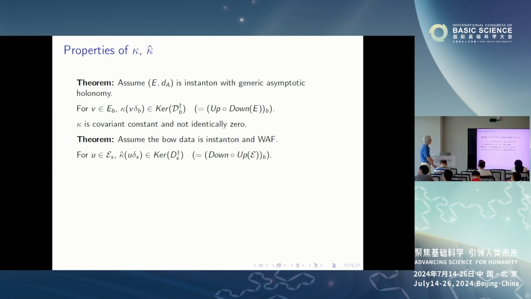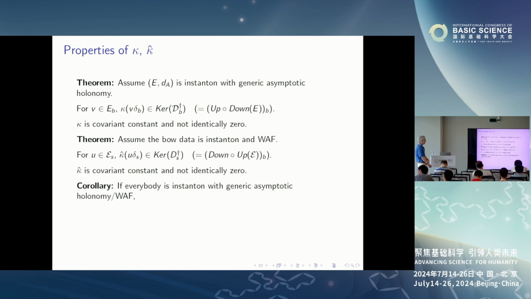which is kind of funny. Once again, kappa hat is covariant constant and not identically zero. So, corollary: if everybody inside is instanton and you have either generic asymptotic holonomy if you're in multicenter Taub-NUT, or if you're WAF if you're in the bow, then kappa gives us a connection preserving isometry between the original bundle and its second Nahm transform.